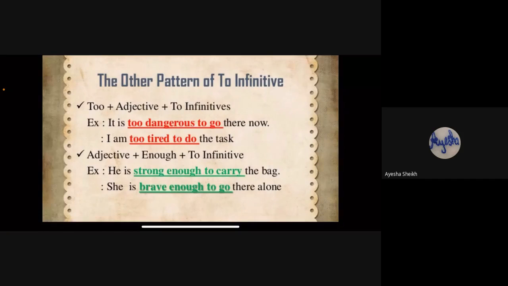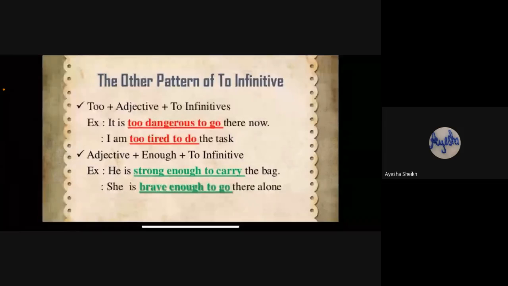The other pattern of to infinitives: too plus adjective plus to infinitive. Example, it is too dangerous to go there now. I am too tired to do the task. Adjective plus enough plus to infinitive. Example, he is strong enough to carry the bag. She is brave enough to go there alone.